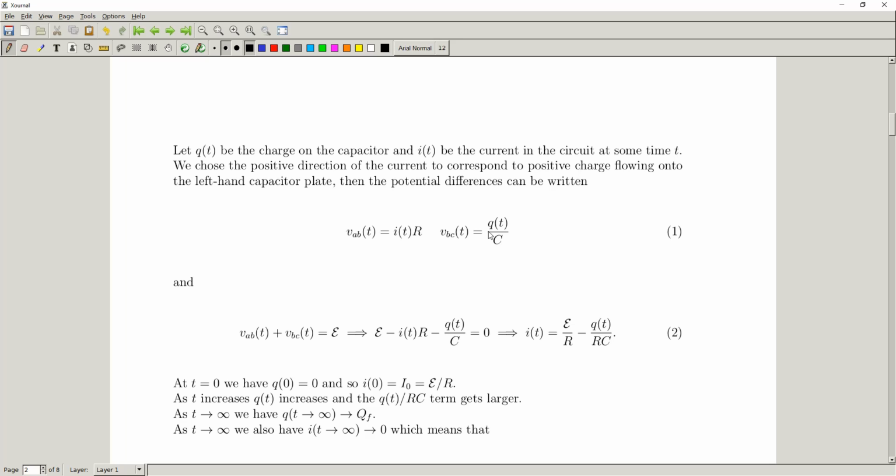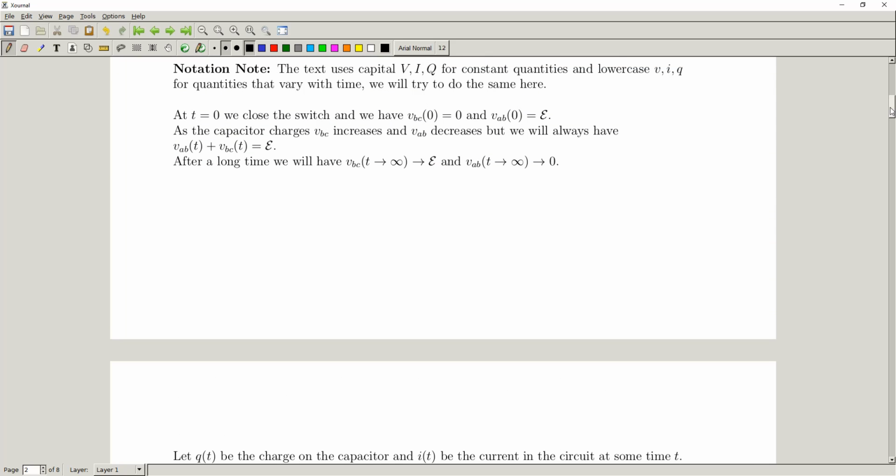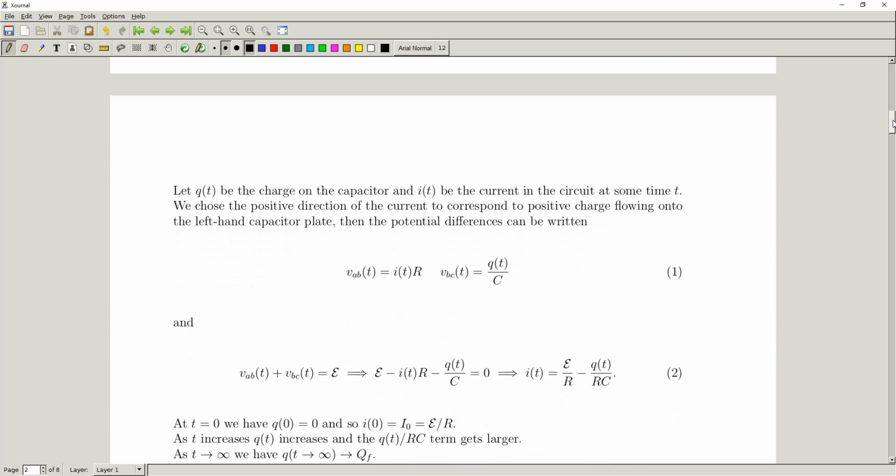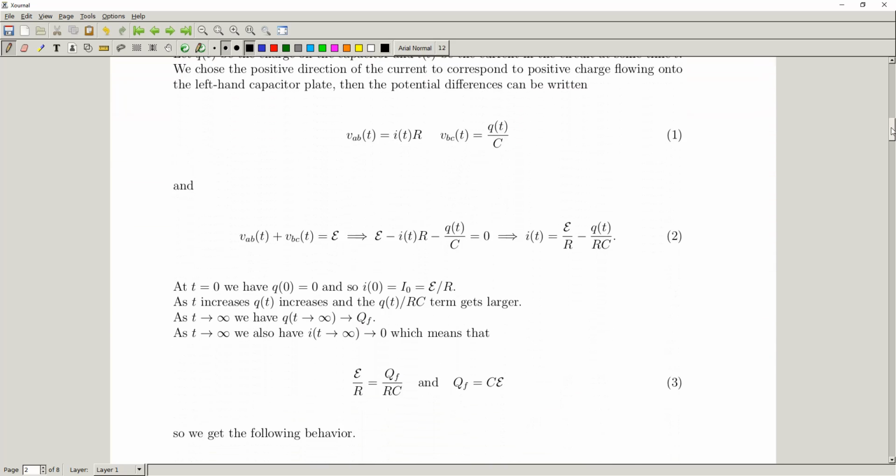And so if we take these two expressions and substitute them into what we saw above, where we talked about how these two potential differences have to always add up to give us our EMF, and we clean stuff up, move everything over to the left side, and solve for our current as a function of time, we end up with this expression here. This is a sometimes useful expression. This is our current as a function of time.